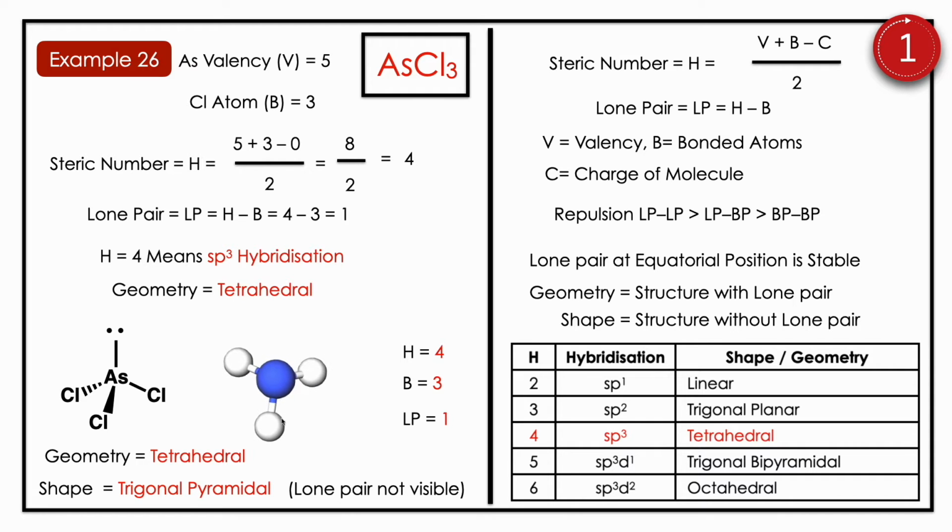So H4 means sp3 hybridization. So geometry will be tetrahedral. So tetrahedral, when a lone pair comes in, means shape will be trigonal pyramidal because lone pair is not visible. So chlorine occupies the corners of the pyramid. Arsenic will be the top of the pyramid. Lone pair is not visible. So shape of AsCl3 is trigonal pyramidal.